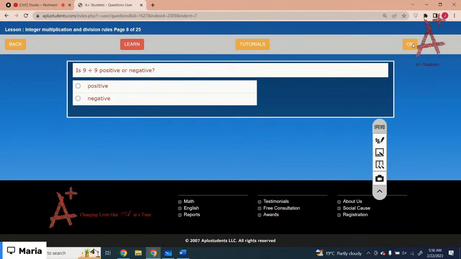Okay, 9 divided by 9. Both the numbers are positive, so the answer must be positive.